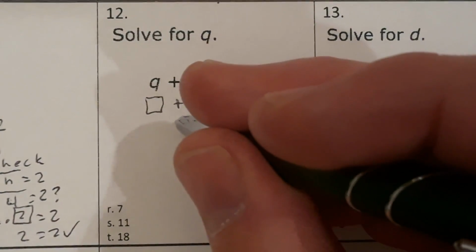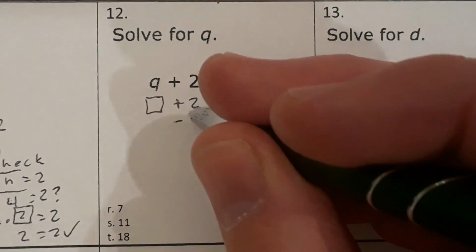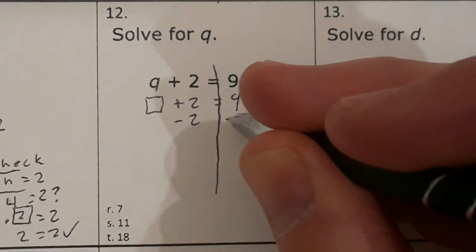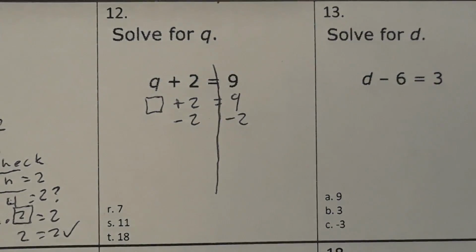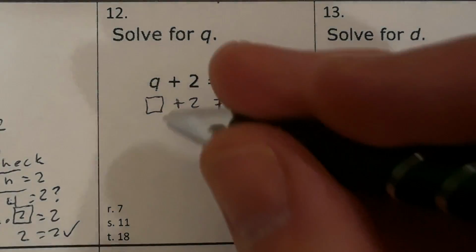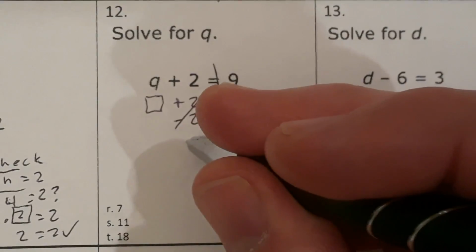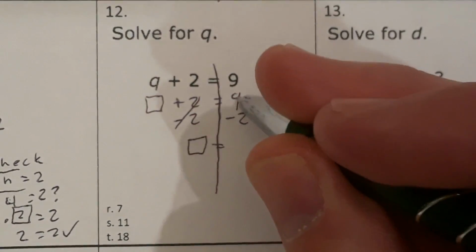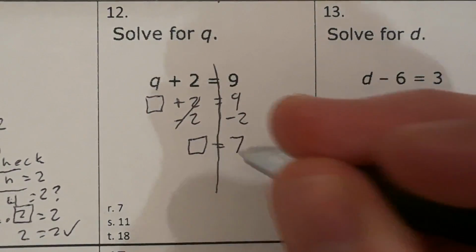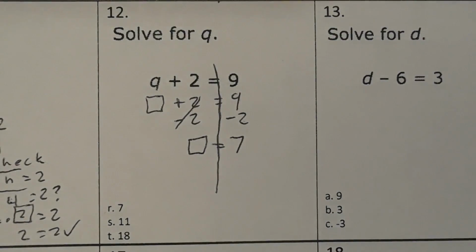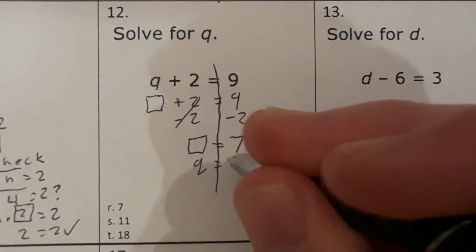That's correct. If you said the opposite of adding 2 is subtracting 2 on both sides, you are correct. So remember, do it on both sides. So positive 2 minus 2 cancels out. Box equals 9 minus 2 is 7. But remember, the box represented Q.